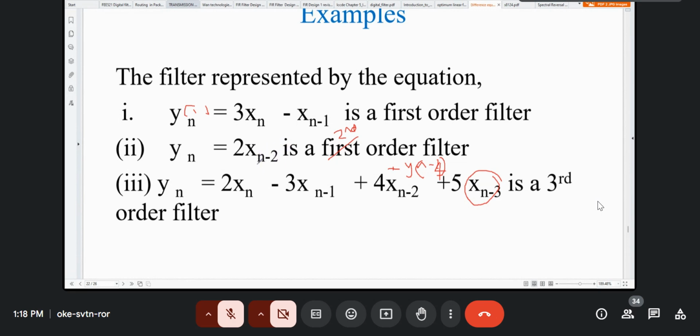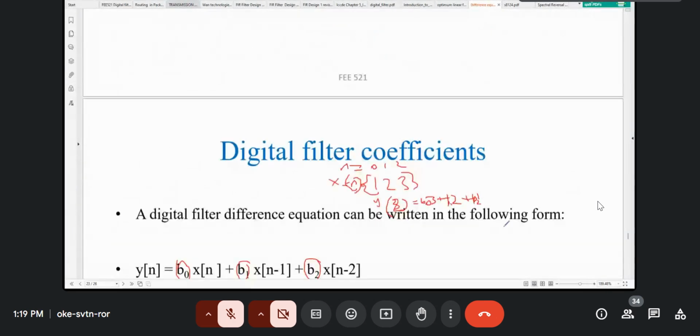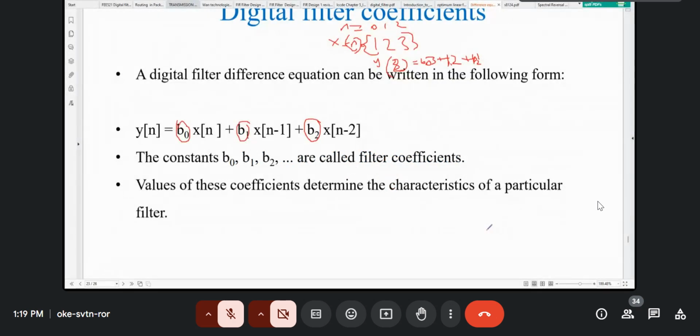So if you are using a sample which is delayed, not the last sample, then it becomes a second order filter. So this is a first order filter, a second order filter. This one is a third order filter. So it's simply the highest, I don't know if it's the best term to use, the oldest sample, which is used to generate the output.